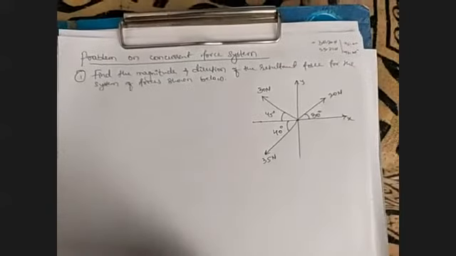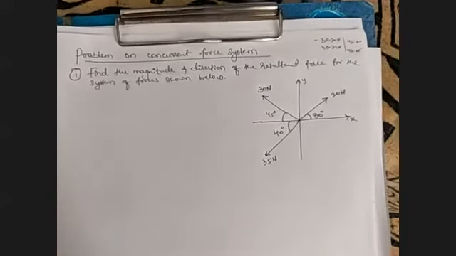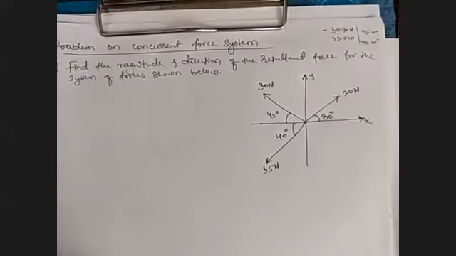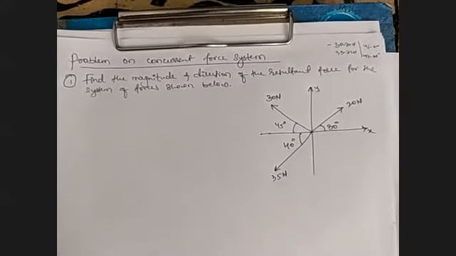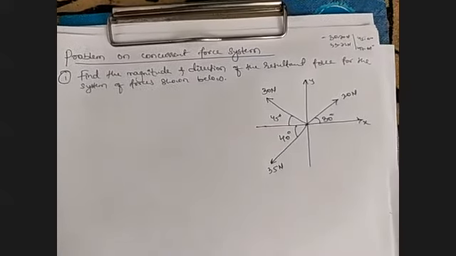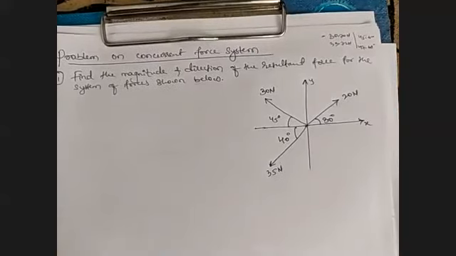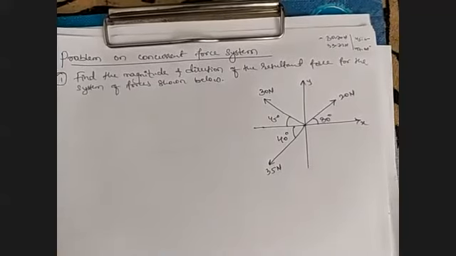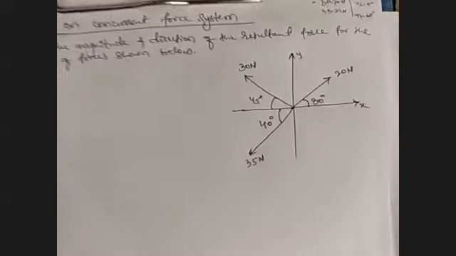Today in this class, we are going to solve a problem on concurrent force system. And the statement is given: find the magnitude and direction of the resultant force for the system of forces shown in the figure. And this is the figure given.